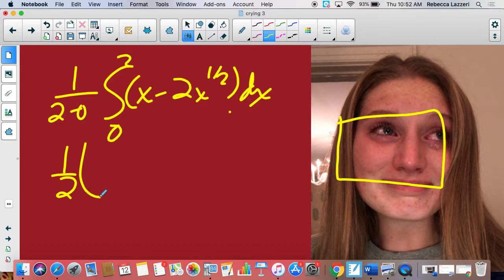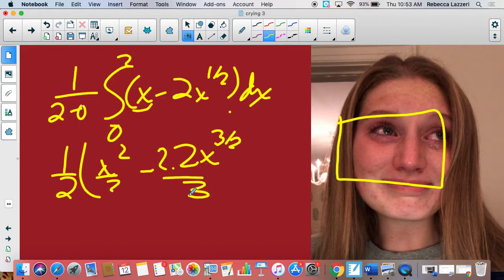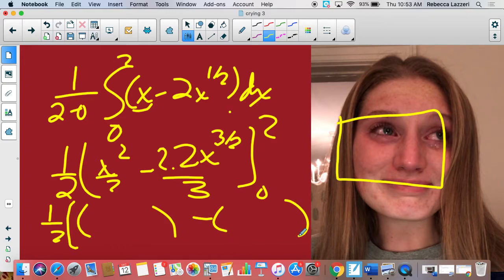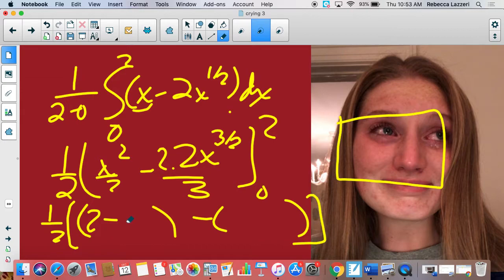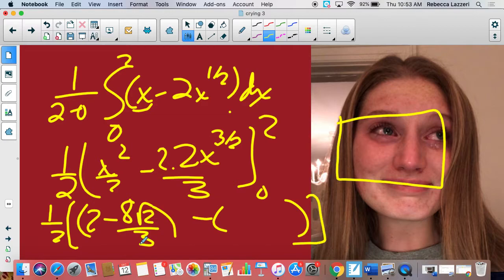All right. Now, this is gonna be x squared over 2. This one I'm gonna add 1 and get 3 halves times 2/3, from 0 to 2. Don't forget this 1/2 out in front of the whole thing. Top minus bottom. Okay. When I fill in 2, I get 2. And here, I'm gonna get 4 times the square root of 2 cubed, which I think will give me 8 root 2 over 3. And don't forget to fill in 0.